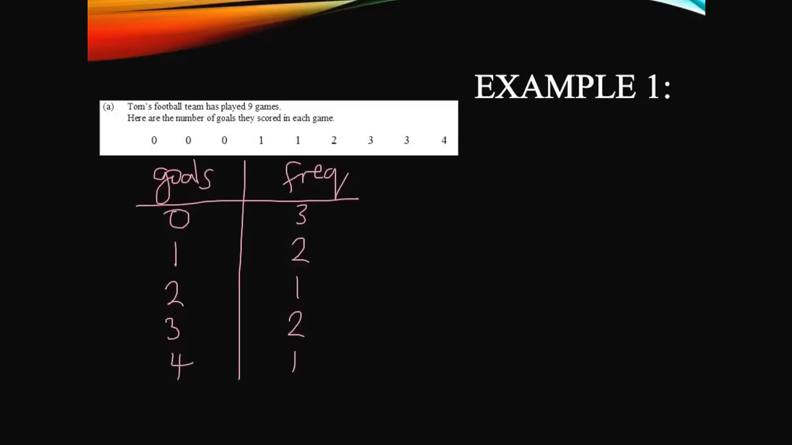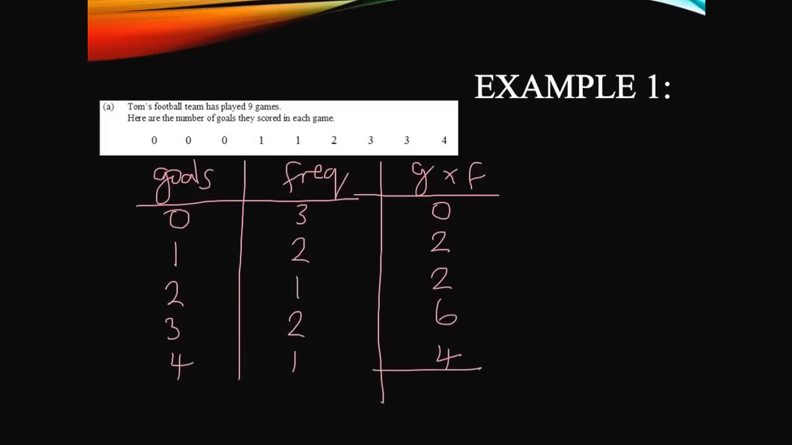When we've got our data in a table like this, we can do exactly the same thing, but we can use multiplying rather than adding up. So what we're going to do is frequency, and we're going to multiply it by our category, in this case goals. So we're going to do goals multiplied by frequency. 3 times nothing is nothing, 1 times 2 is 2, 2 times 1 is 2, 3 times 2 is 6, and 4 times 1 is 4.